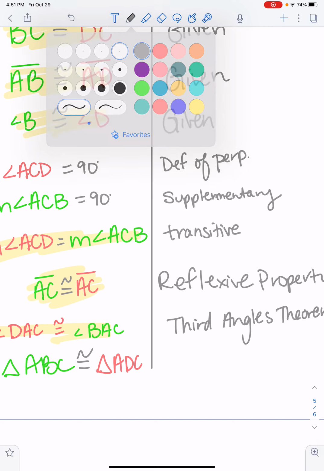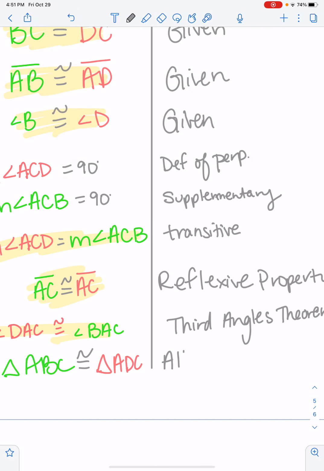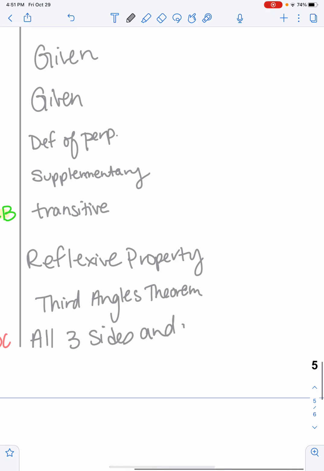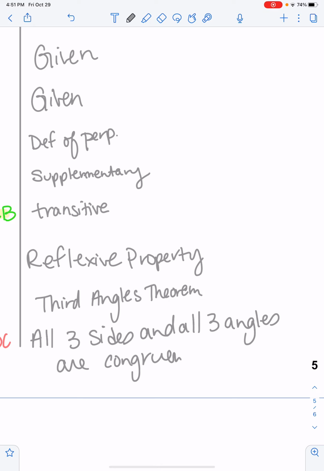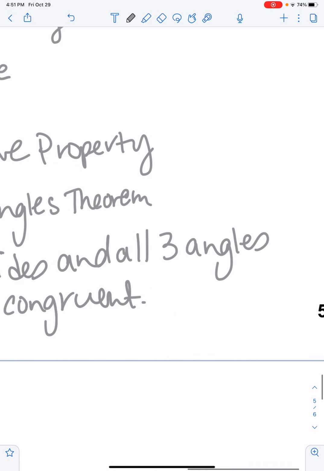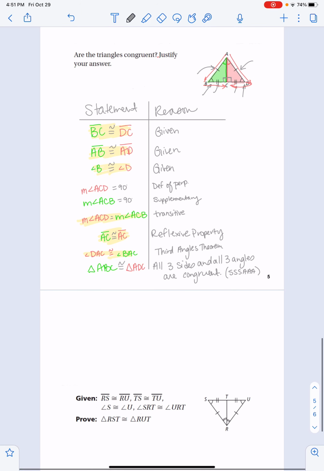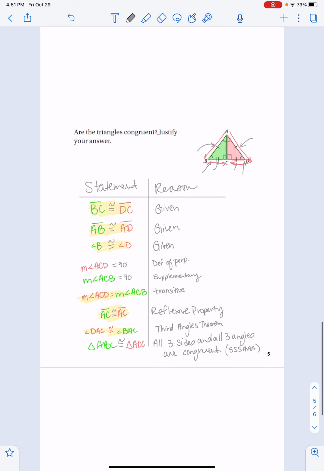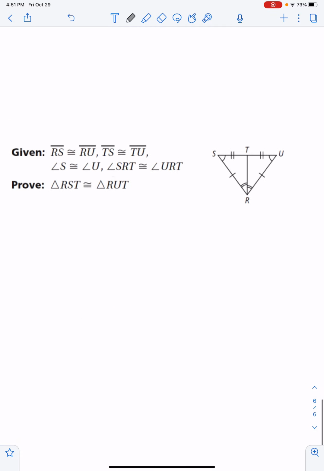And that is because all 3 sides and all 3 angles are congruent. Now, if you're lazy, if you'd like, you can write all 3 sides match and all 3 angles match and just write SSSAAA. And that is our first triangle proof. Let's do one more.